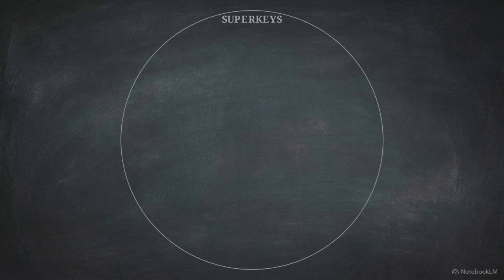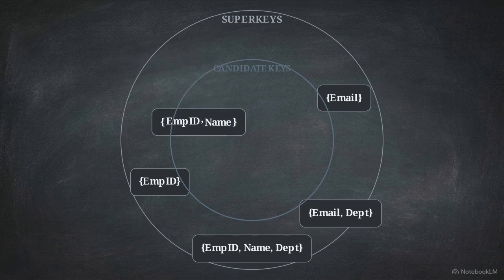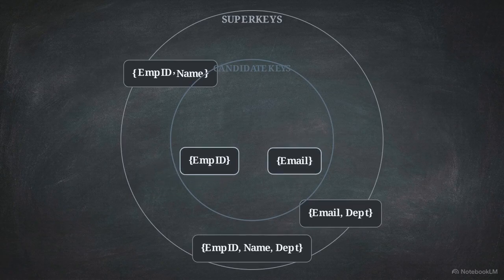To do this, relational databases use a nested hierarchy. The outermost layer contains the universe of all superkeys. This includes the efficient single attributes alongside every possible redundant combination. We apply our first filter to extract the candidate keys. A candidate key is a minimal superkey. The test for minimality is simple. If you remove even one attribute from the set, does it lose the property of uniqueness? The combination of ID and name fails this test because removing the name leaves the ID, which is still unique. But the single ID and the single email attributes are minimal. They pass.